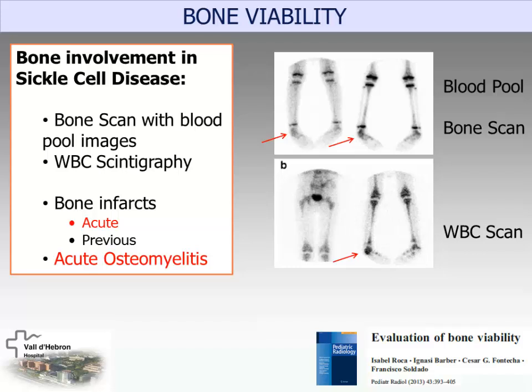What do we see with the leukocyte scan? What about the pelvis? Hot or cold? Cold, congruent and cold. Okay, that means that probably there are only infarcts, but no infection. And what about the right calcaneum? Hot. That means that we can suggest that it was an infection there. Okay, we can suggest that.